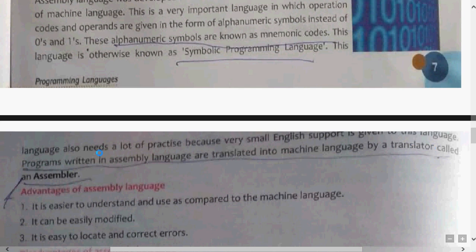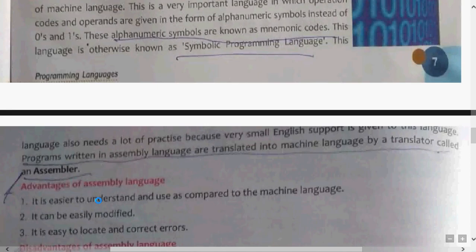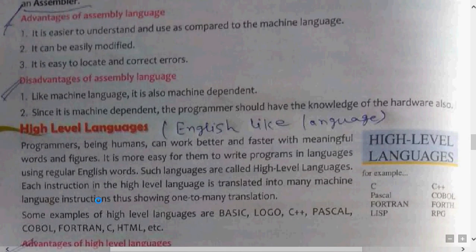There are some advantages of assembly language. Let's see what the advantages are. It is easier to understand and use as compared to machine language. It can be easily modified. It is easy to locate and correct errors. But there are some disadvantages also in assembly language. Like machine language, it is also machine dependent. Since it is machine dependent, the programmer should have knowledge of hardware also.